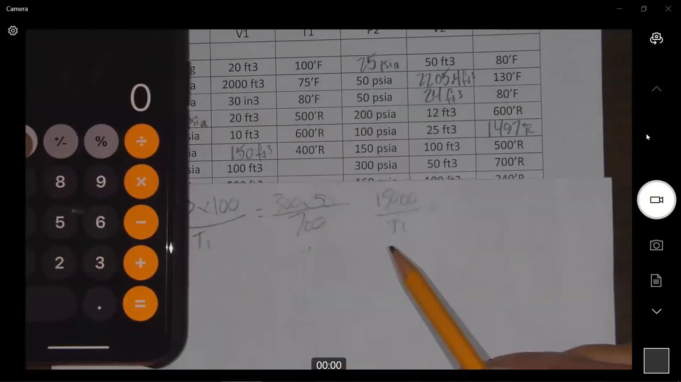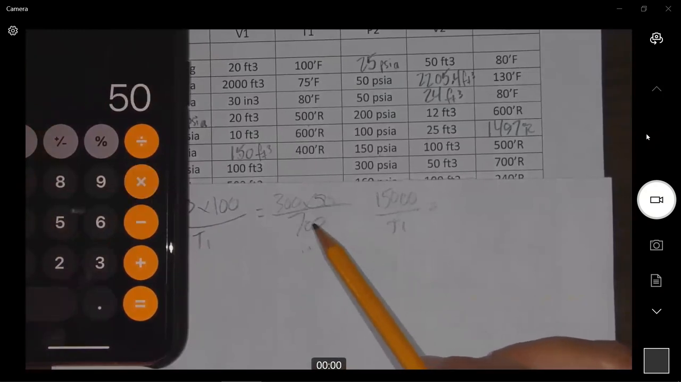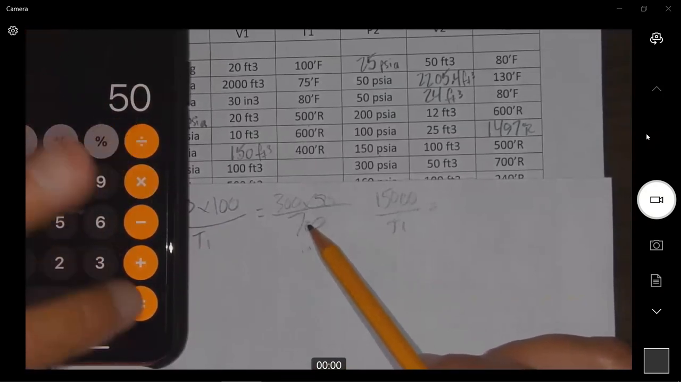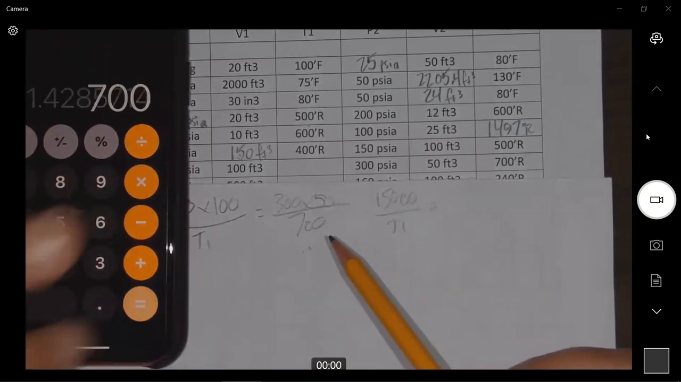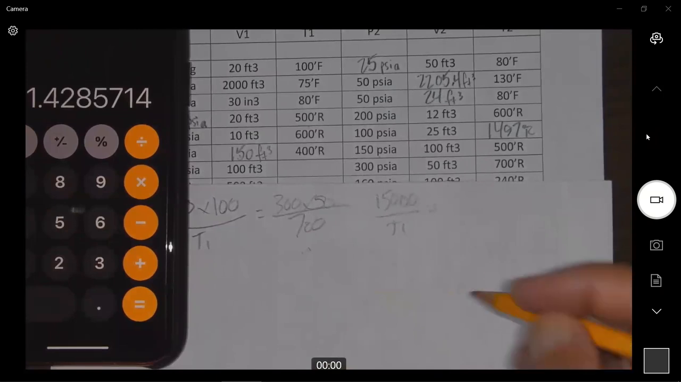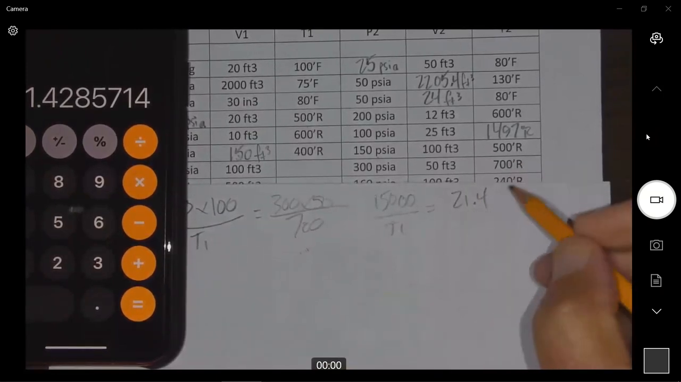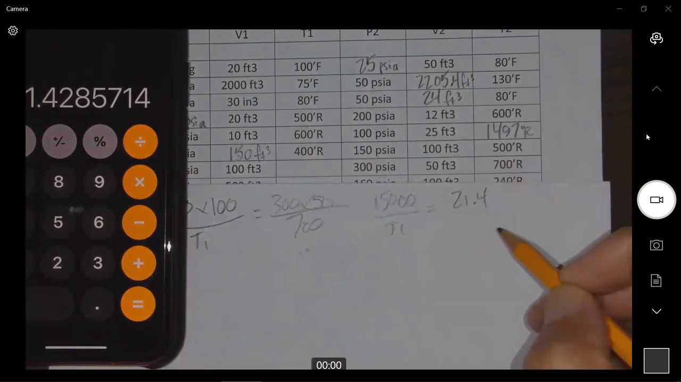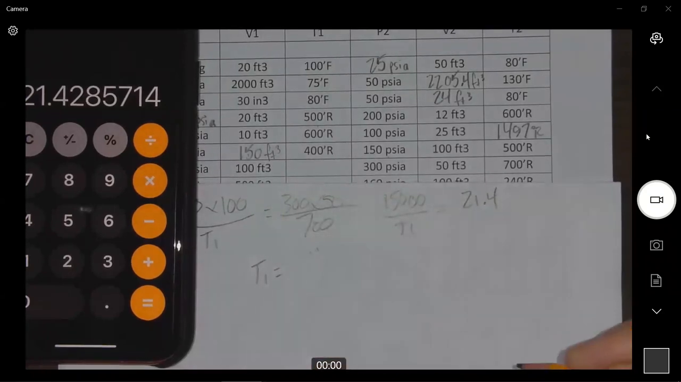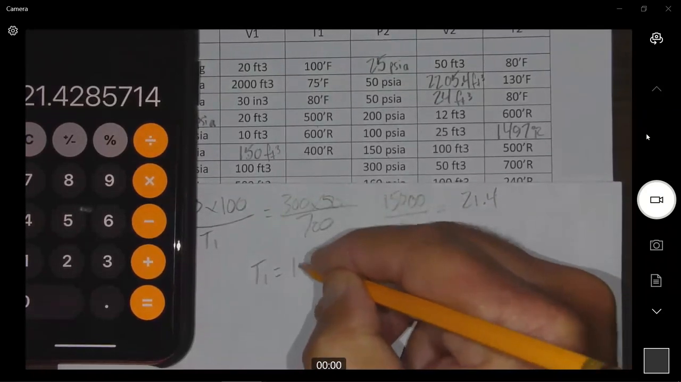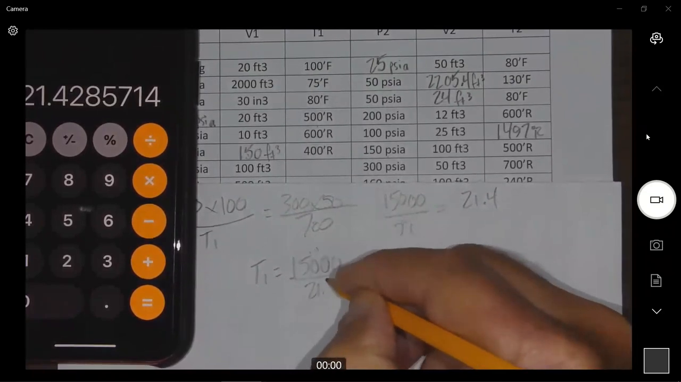So 300 times 50 divided by 700, 21.4. Now, T1 equals 15,000 divided by 21.4.